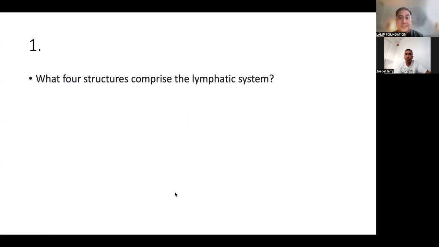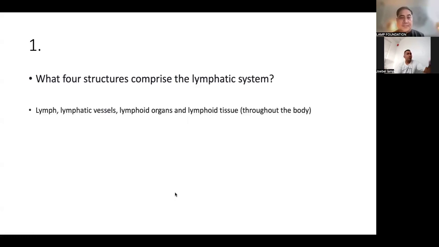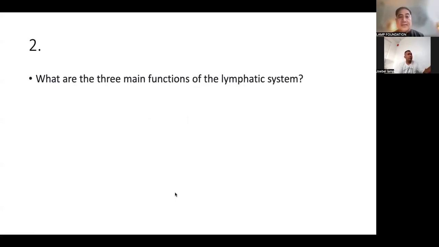Yes, Doc. What four structures comprise the lymphatic system? Organs and lymphoid tissue. Okay. What are the three main functions of the lymphatic system? First is returning fluid to and fat-soluble vitamins from intestines. And third is it defends the body against disease.